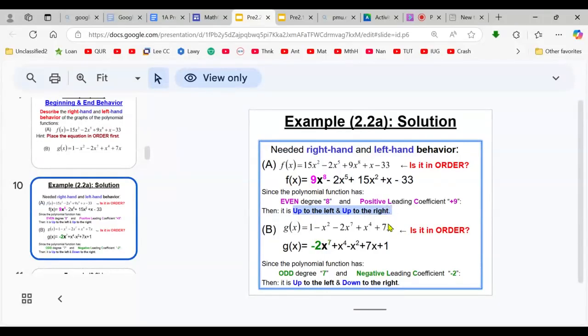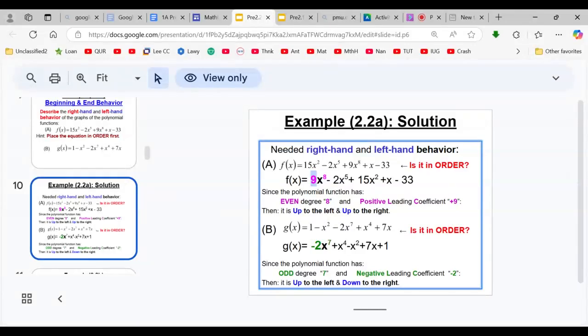Is this clear? No. Why? What's the highest power here? 8. So 8 is even, right? So up to the left, up to the right. And a is what? Greater than 0. What if it's negative 9? It's going to be down. Inverse. Is this clear? Yes, it's clear.